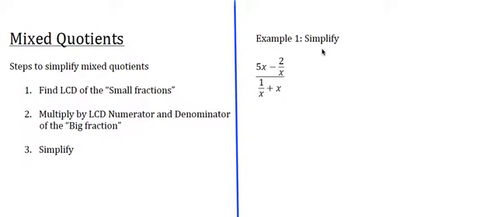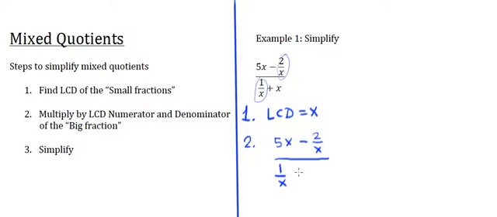Suppose they say simplify 5x minus 2 over x, all that over 1 over x plus x. All right, so step number one, find the LCD of the small fractions, right? These two. What's the LCD of x and x? Well, that is just x, right? And then for step two, we're going to multiply numerator and denominator of the big fraction by the LCD that we found in step one, this way.